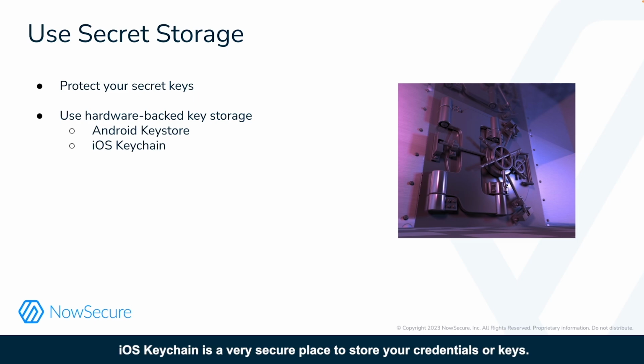iOS Keychain is a very secure place to store your credentials or keys. However, if your Apple device is rooted or jailbroken, you can use a tool like Keychain Dumper. Similarly, tools like Frida or Objection access the keychain and dump all the keys and passwords from the keychain. For these tools, consider the organization or customer's policy for jailbroken or rooted devices.